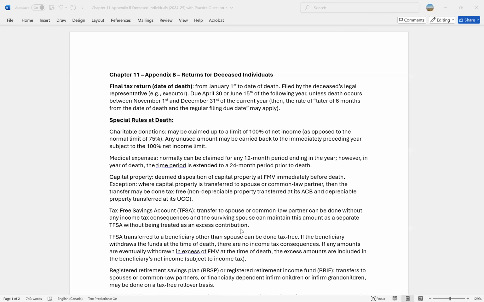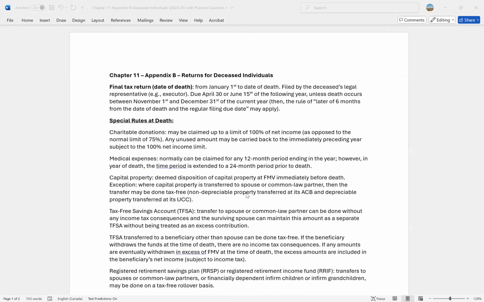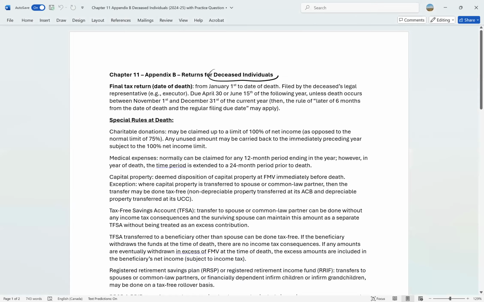So this chapter 11 Appendix B handout basically just looks at returns for deceased individuals, like what we were just talking about. When a taxpayer dies, obviously their executor will file their final tax return, but that final tax return will be from January 1st to the date of death. For a deceased tax return, that will be due generally the later of the regular due date or 6 months from the date of death. So let me give you an example.